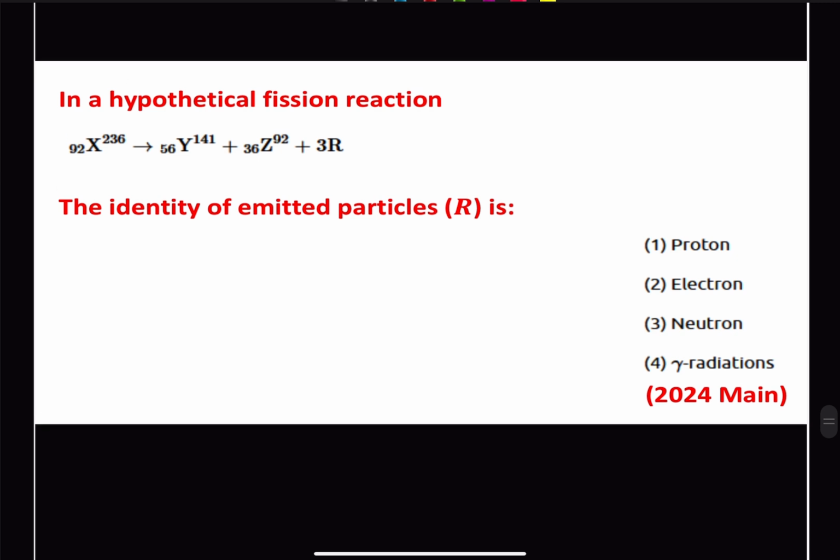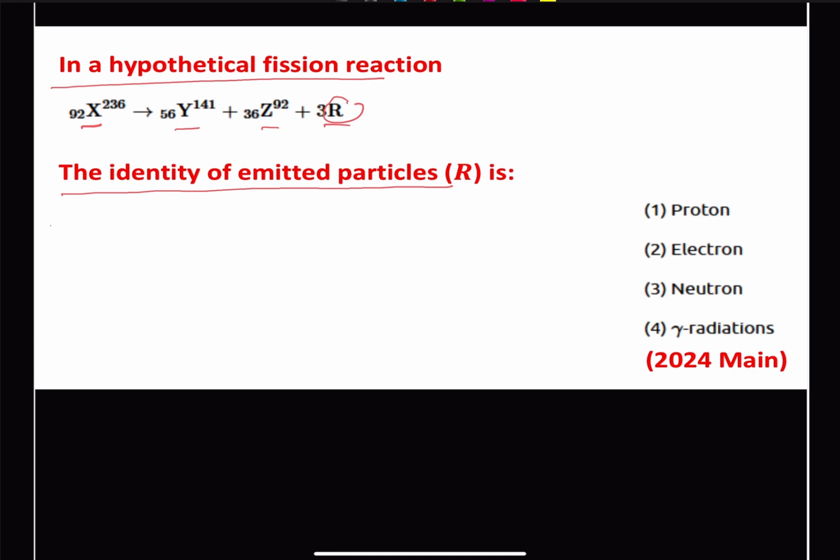We are given a hypothetical fission reaction, in which X gives products Y and Z and 3 times R. We have to find the identity of the emitted particle R, whether it is a proton, electron, neutron or gamma radiation. So we can just use the balancing part.